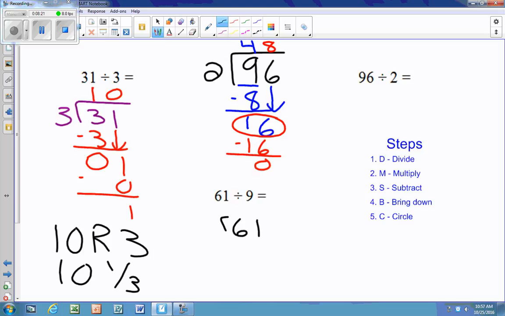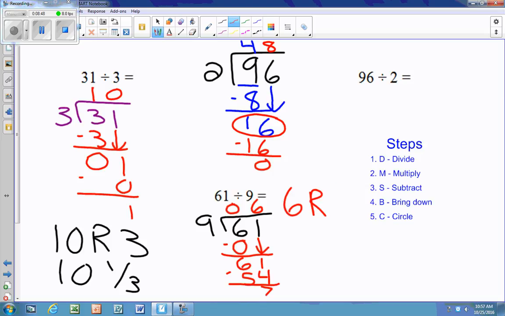61 divided by 9. How many times does 9 go into 6? It goes in 0 times. We put that 0 as our placeholder. 0 times 9 is 0. We subtract. We bring down. How many times does 9 go into 61? We have 6, which gives us 9 times 6 is 54, and we have a remainder of 7. So our answer is 6 remainder 7, or 6 and 7/9.